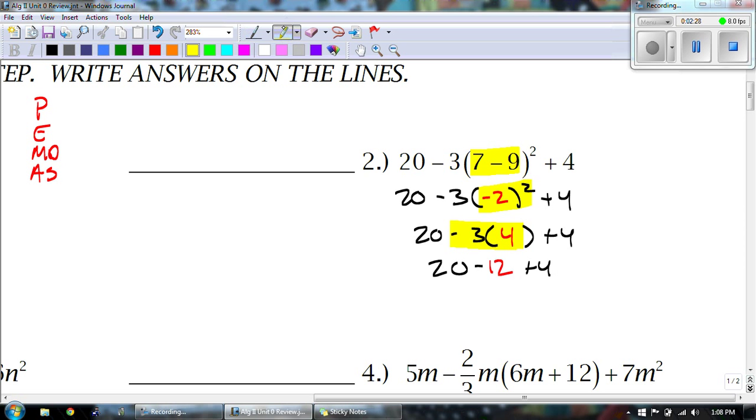And now addition and subtraction from left to right. So I have to subtract first. 20 minus 12 is 8. And then 8 plus 4 we get 12.